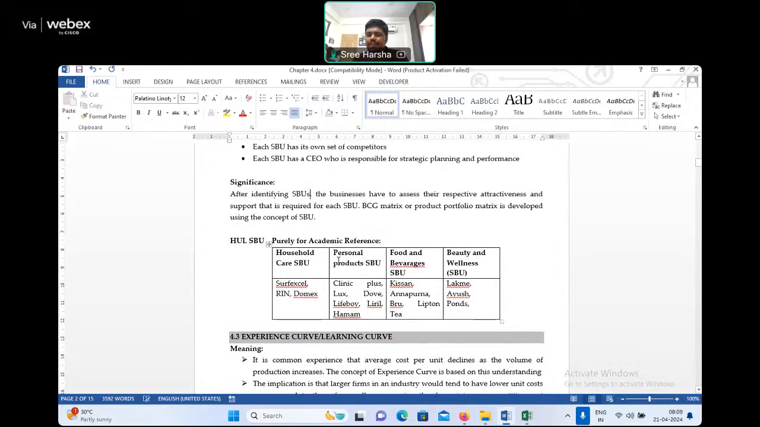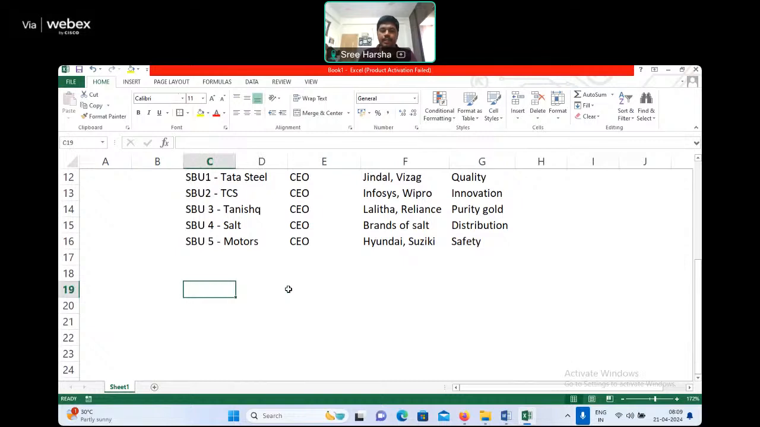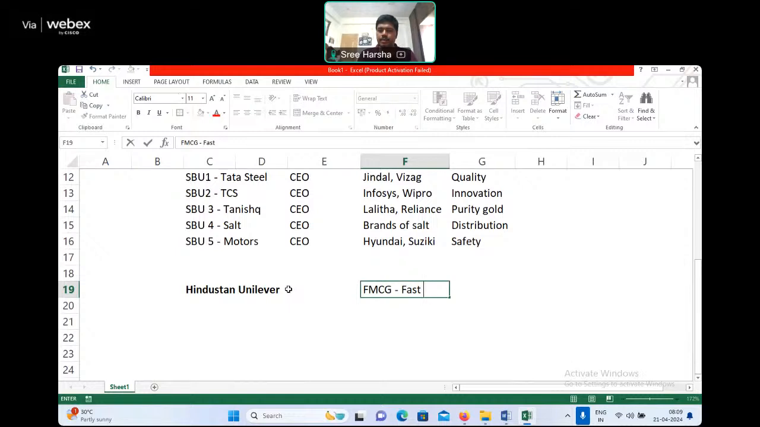So why should we identify SBUs? We identify SBUs so that we can formulate strategy at different levels differently for each SBU. For example, let's take Hindustan Unilever. Hindustan Unilever is a company with a lot of FMCG products. What is FMCG? Fast moving consumer goods.